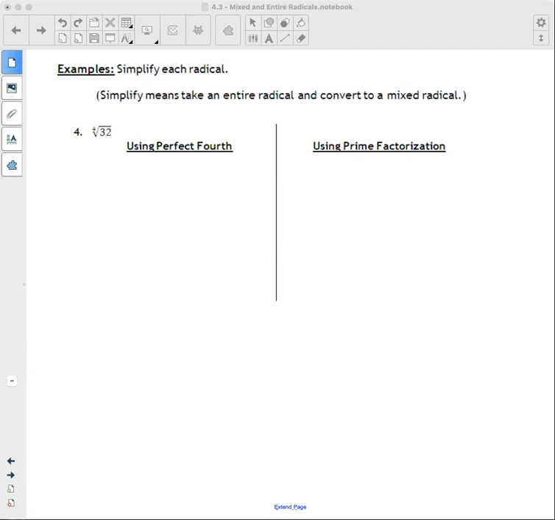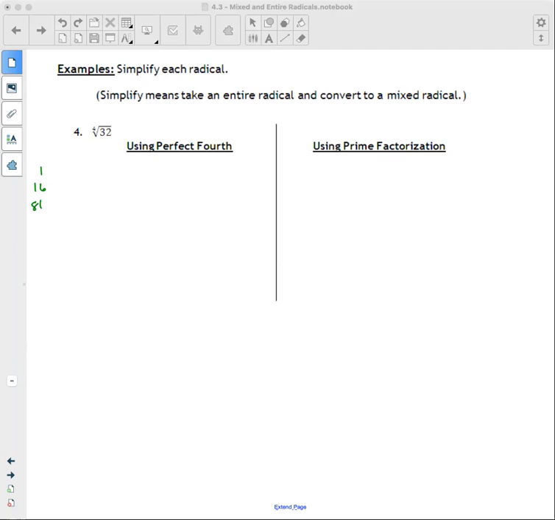Okay, so this one we're doing perfect fourths. So again, I'm not very familiar with my perfect fourths, so let's just go ahead and write them down. 1 times 1 times 1 times 1 is 1. 2 times 2 is 4, times 2 is 8, times 2 is 16. 3 times 3 is 9, times 3 is 27, times 3 is 81.